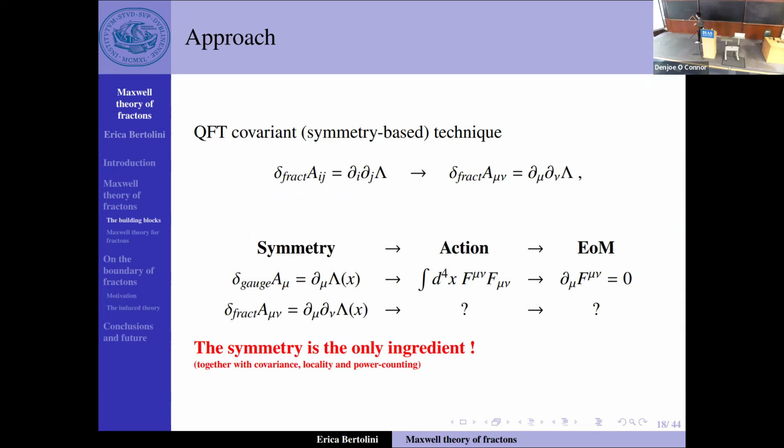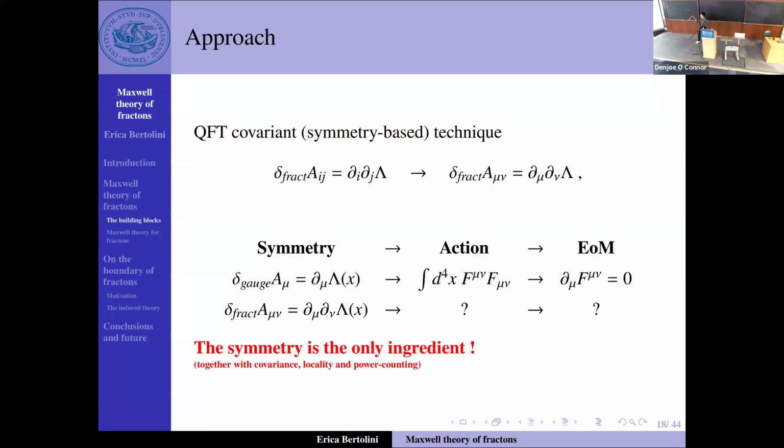What I did was first promoting the fractonic symmetry into a covariant symmetry. Thinking about what one can do with Maxwell theory, from the symmetry one can think of building the most general invariant action, and from there one can get the equations of motion, and then all the physics just comes out naturally from the symmetry. So the idea is the same. We want to start from the covariant symmetry and get the action and the equations of motion, and let's see if we really have fractons there.